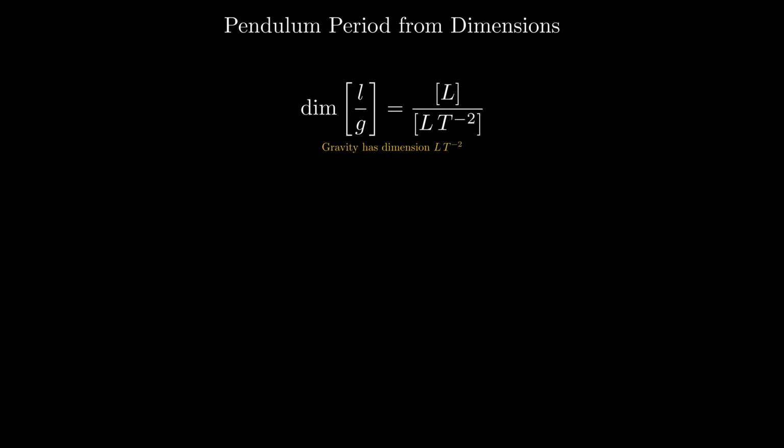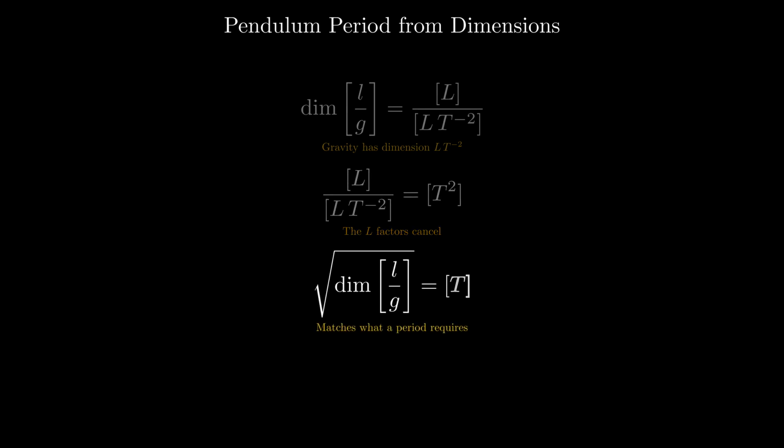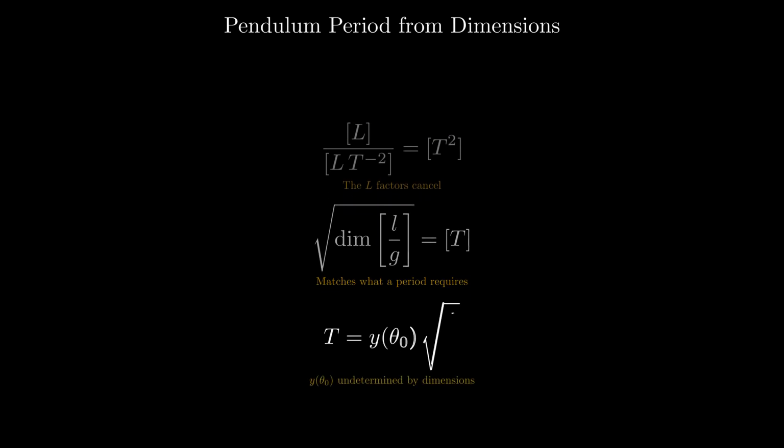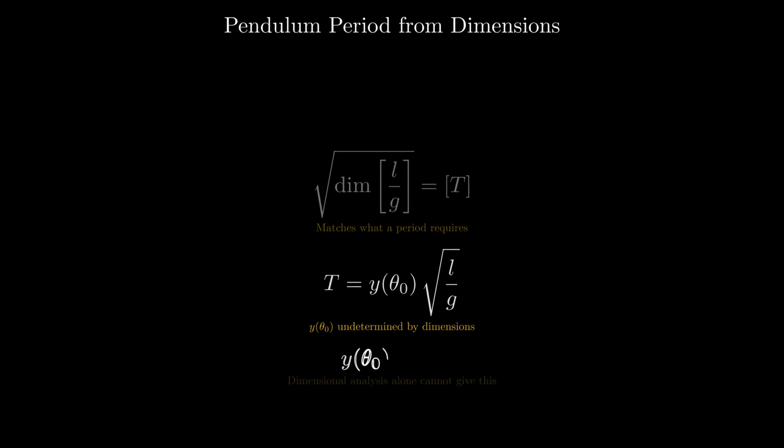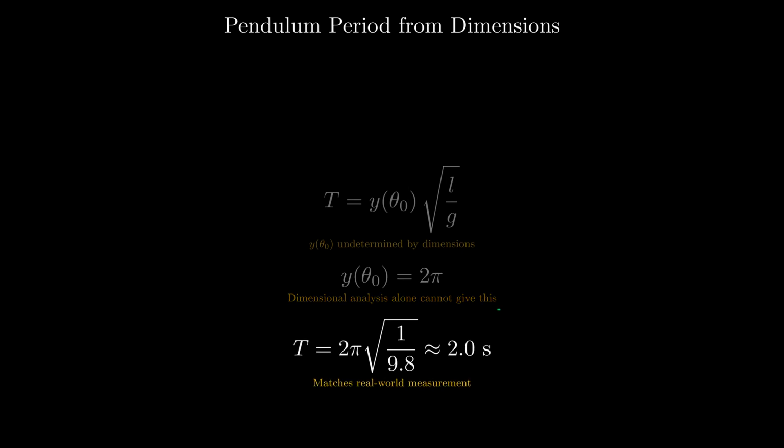Look at the ratio L over g. That's a length divided by a length over time squared. The lengths cancel, leaving just time squared. So the square root of L over g has the dimension of time, exactly what a period needs. Therefore, the period T is proportional to the square root of L over g. The proportional symbol means equal up to a dimensionless factor. And that's the catch. Dimensional analysis gives the form, but not that leading number. The true factor here is 2 pi. For a 1 meter pendulum with g of 9.8, that gives 2.0 seconds, matching reality.